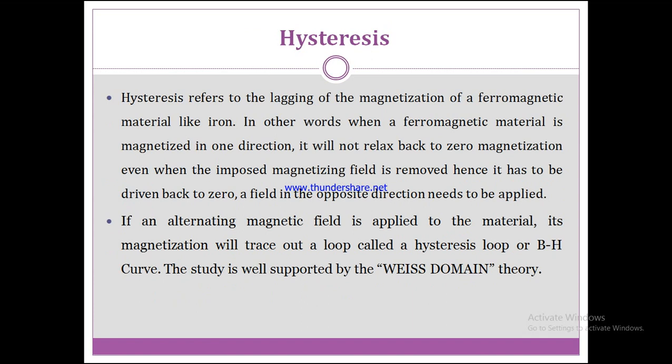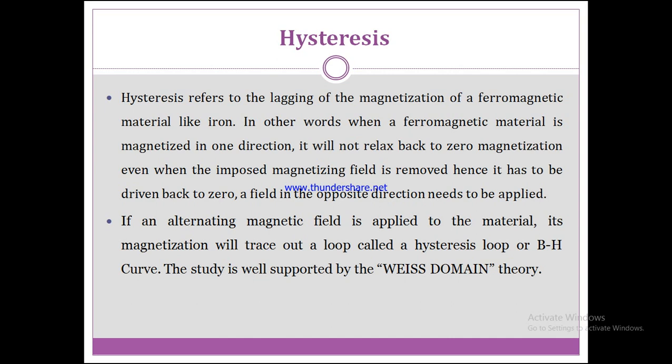Hello everyone. In this session, we are going to discuss the further part of unit number 3, that is nothing but the hysteresis. Now, the hysteresis is nothing but the curve, or the magnetization curve, which is a graphical representation between the magnetic flux density and the magnetic field. Now, hysteresis refers to the lagging of the magnetization of a ferromagnetic material like iron.